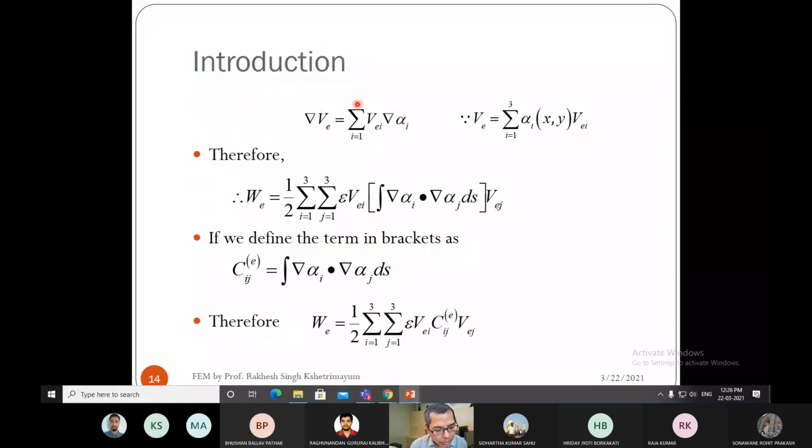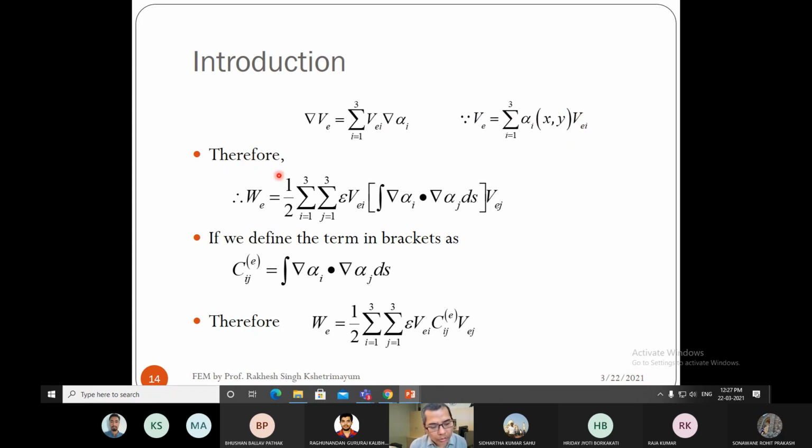This gradient, you know what VE is? VE is summation i going from 1 to 3 of Vei alpha i. But Vei is the potential we have already known at the nodes. This is a constant, but alpha i, as I have told you before, is a function of x and y. So del will not operate on Vei because it's a constant, but del will operate on alpha i. This is the expression you have for VE: summation i going from 1 to 3 of alpha i(x, y) Vei. So when del operates on this VE, it will operate only on the shape functions, not on Vei because this is a constant.